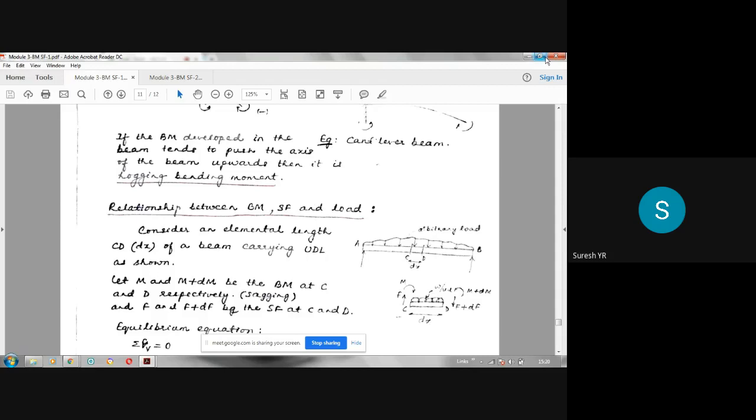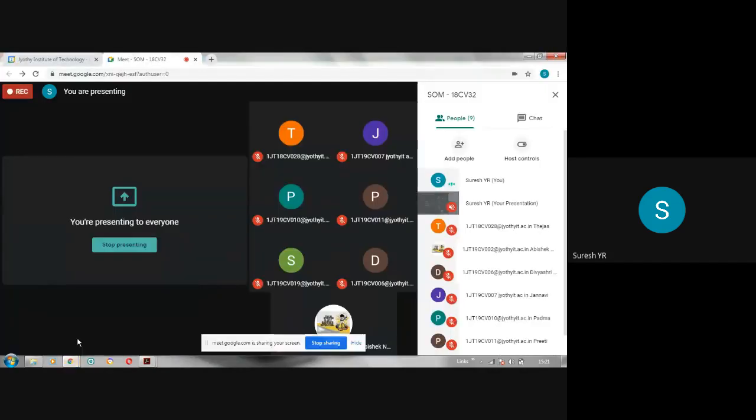So we know that the bending moment due to upward forces is taken as positive, that is sagging. Bending moment due to downward forces, whether it is left side or right side of the section, is taken as hogging, that is negative. Normally in simply supported beams, we come across sagging bending moment, whereas in cantilever beams, we come across sagging and hogging bending moment.